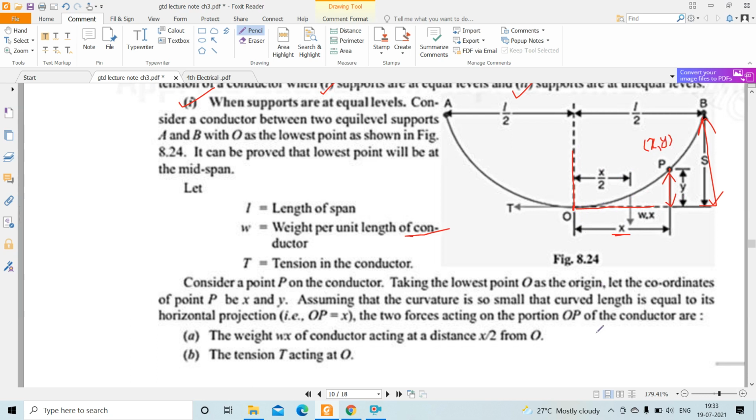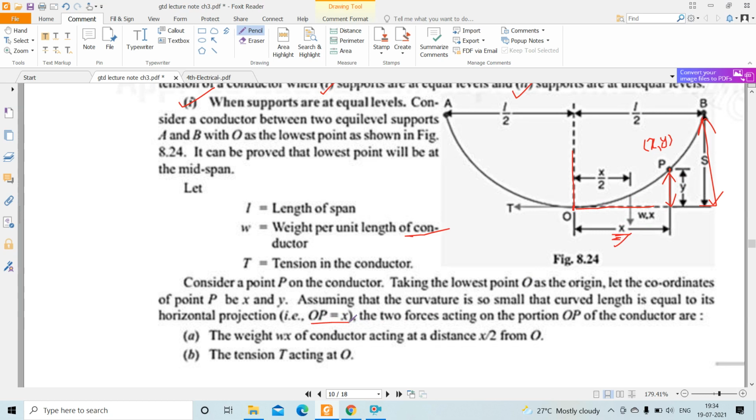Okay, so assuming that the curvature is so small that the curve length is equal to its horizontal projection OP, that is equal to x. When we consider this point P, from O to P this curvature is very small. We are assuming that this curvature is very small. That's why we are taking its length as equal to x. That means OP is equal to x.